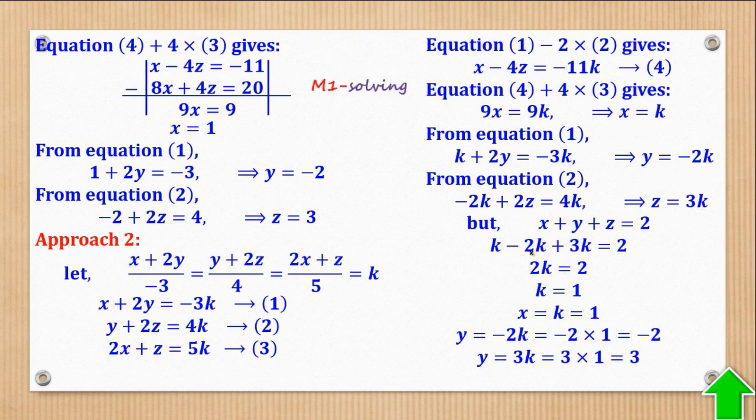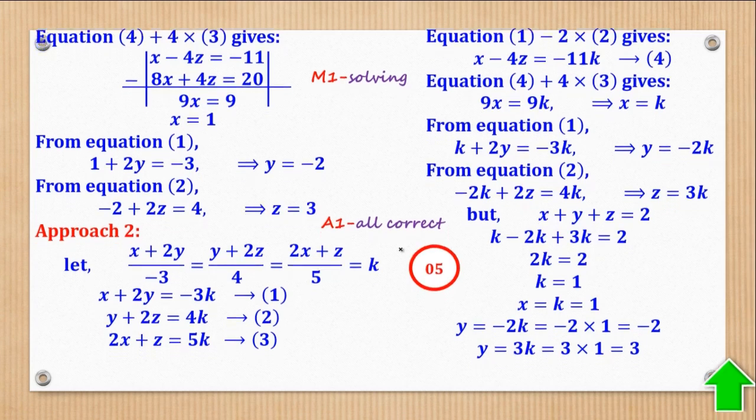So here M1 was solving to get the values of x, y, and z, and A1 was for all values correct. So all these x, y, and z were supposed to be correct for you to get A1. If one of them is not okay, then you don't qualify for this accuracy mark. So that's how you could get the 5 marks in question 1.